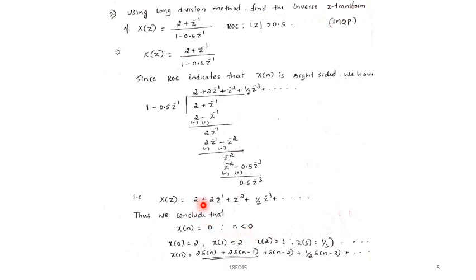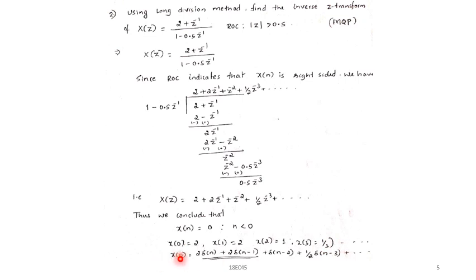So here the coefficients are there. Here this is x of 0, so x of 0 is equal to 2. This is x of 1, so x of 1 is equal to 2. Then x of 2 is 1. X of 3 is 1 by 2. Sorry, this is 1 by 2. So x of 3 is 1 by 2.